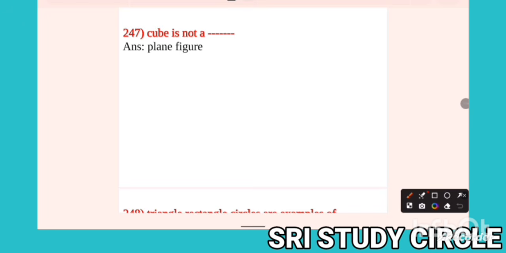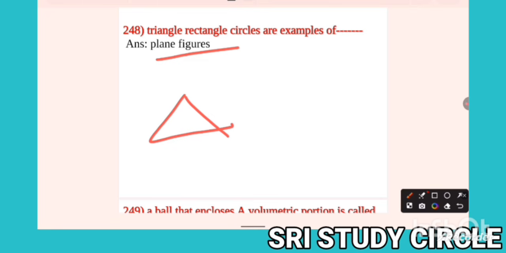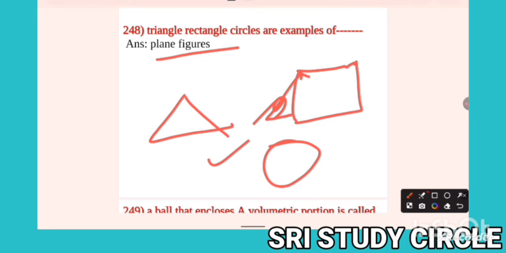A cube is not a plane figure. That is an object. Cube, cuboid, cylinder, sphere: all these are three-dimensional objects. Okay. Triangle, rectangle, circles are examples of plane figures. These are 2D, two-dimensional figures. Rectangle, circle, all these are plane figures.